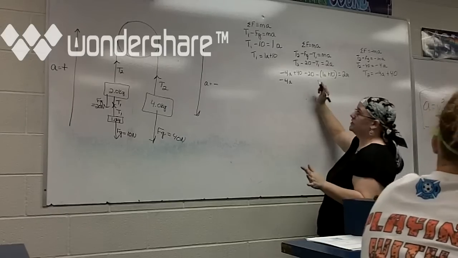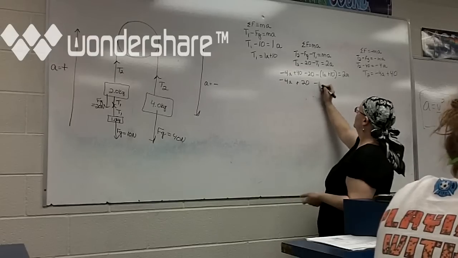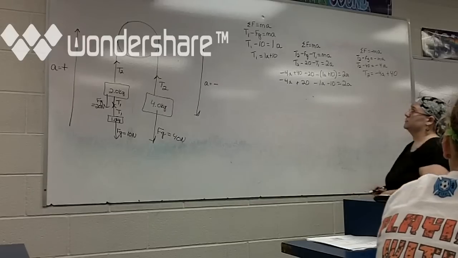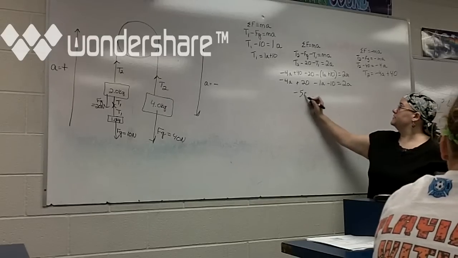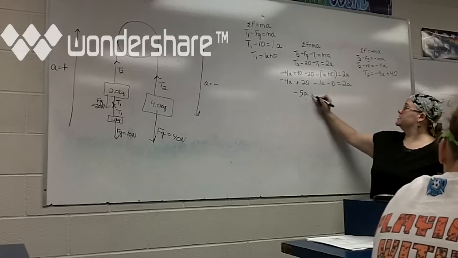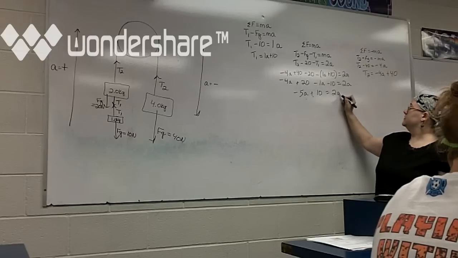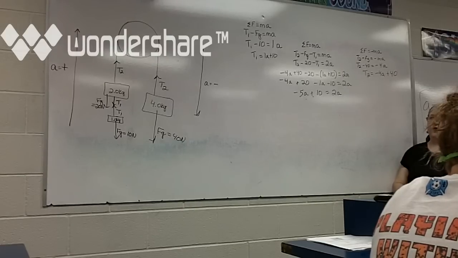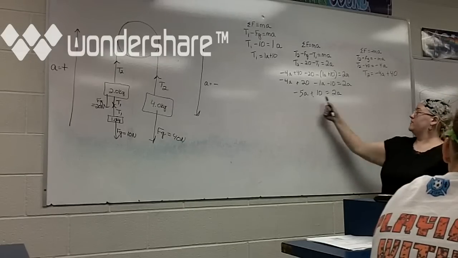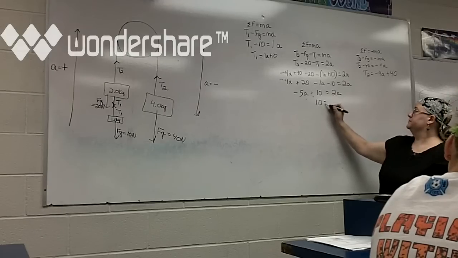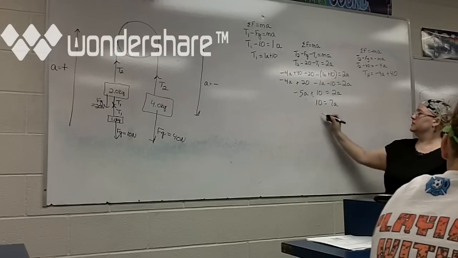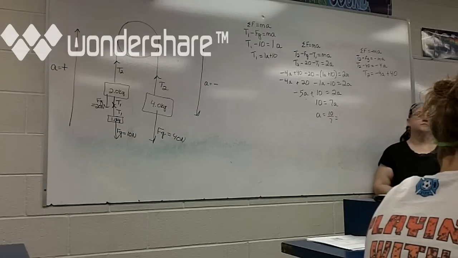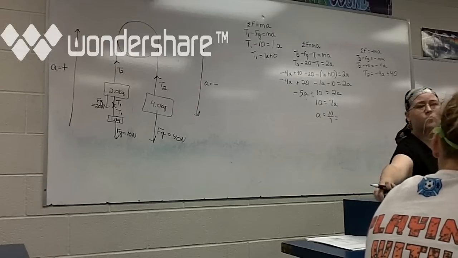40 minus 20, we all agree, is 20. This would be 1a minus 10, 2a. So let's combine some like terms. It's negative 5a. 20 minus 10 is 10. Just simplifying, right? 5a plus 2a, 7a. So a is 10 divided by 7. 1.4.